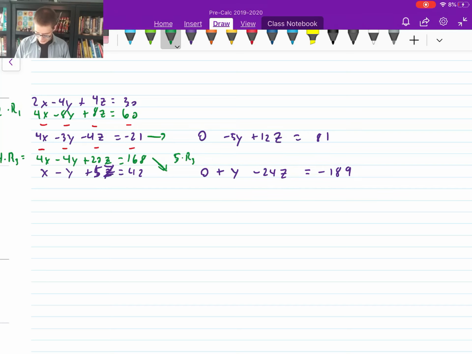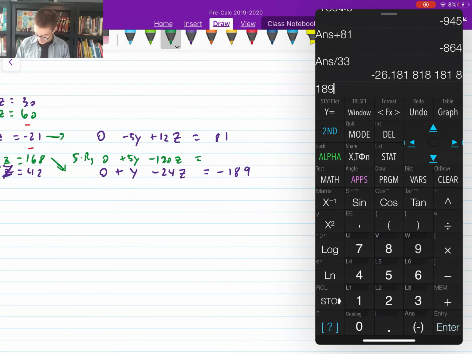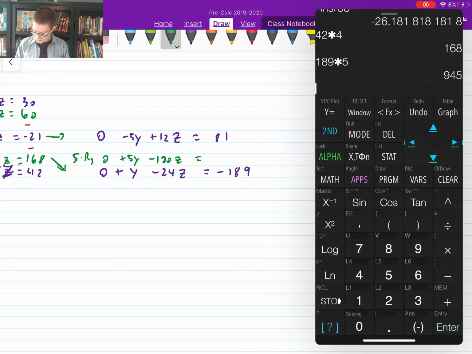That'll give me 0, and then plus 5y, and then minus 120z, and then equals, just to be safe, 189 times 5, because there's just no room for error here. 189 times 5 is 945.